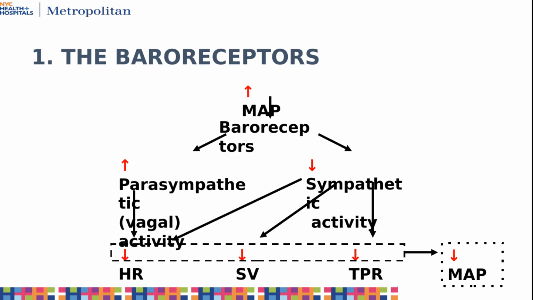When MAP goes up, baroreceptor firing goes up. The medulla responds by increasing parasympathetic or vagal activity and decreasing sympathetic activity. Then heart rate falls, stroke volume may fall, and total peripheral resistance falls. The net effect is to bring pressure back down. This is a negative feedback loop.